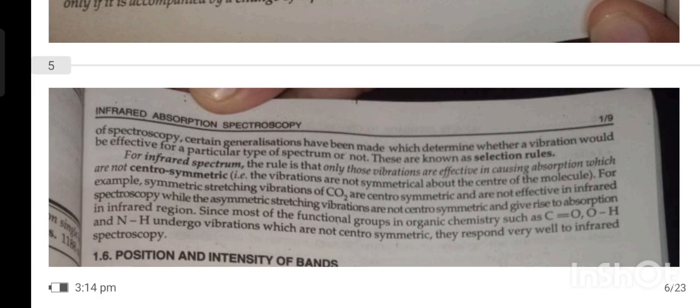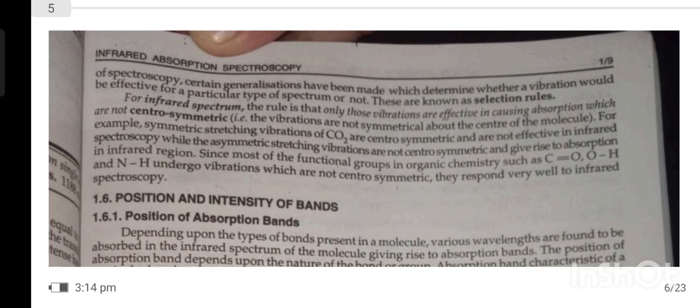For example, symmetric stretching vibrations of CO2 are centrosymmetric and are not effective in infrared spectroscopy, while the asymmetric stretching vibrations are not centrosymmetric and give rise to absorption in the infrared region. Since most of the functional groups in organic chemistry, such as C=O, O-H, and N-H, undergo vibrations which are not centrosymmetric, they respond very well to infrared spectrum. Position and intensity of band.